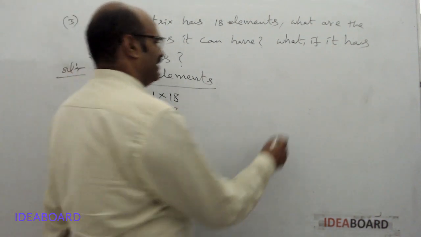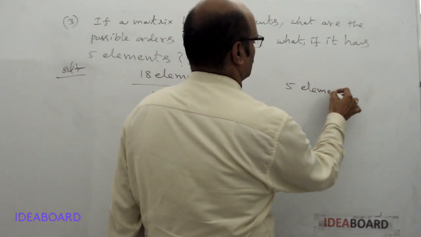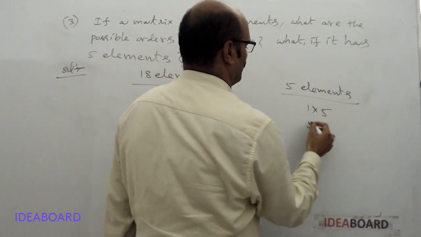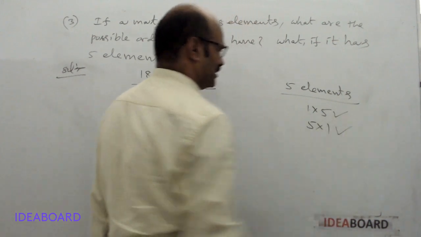If you take 5 elements, 1 by 5, 5 by 1. Only two possible orders will be there.